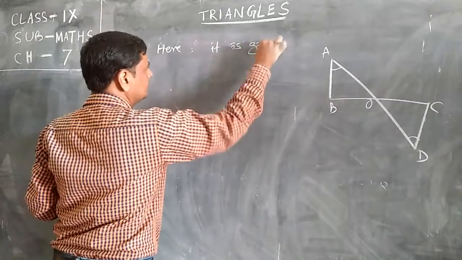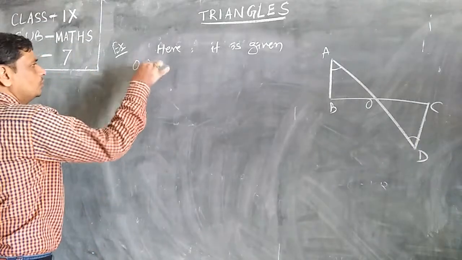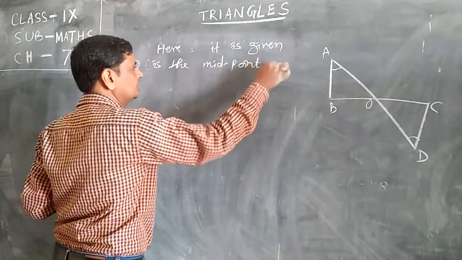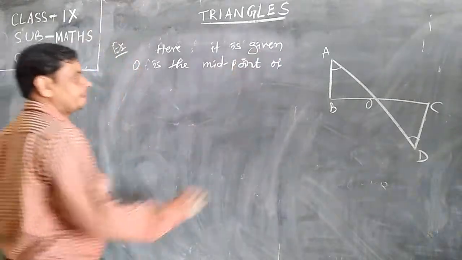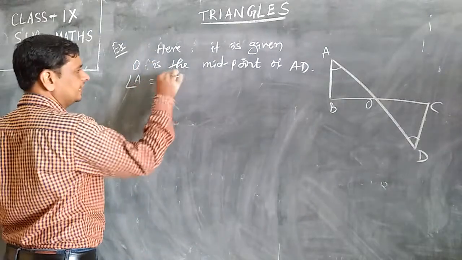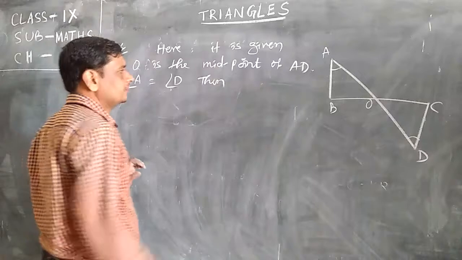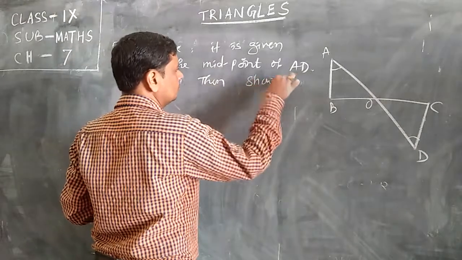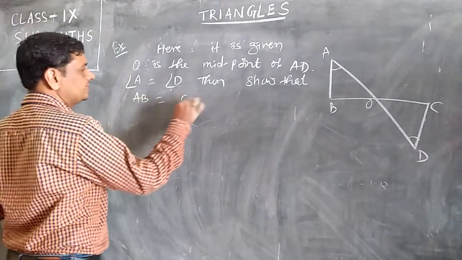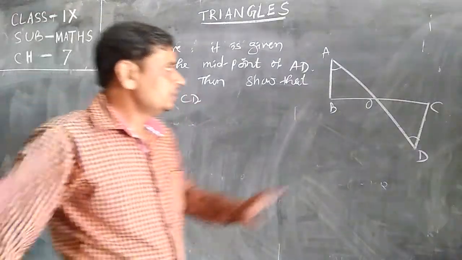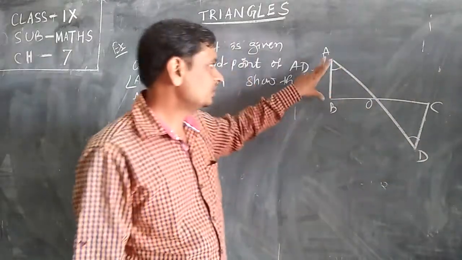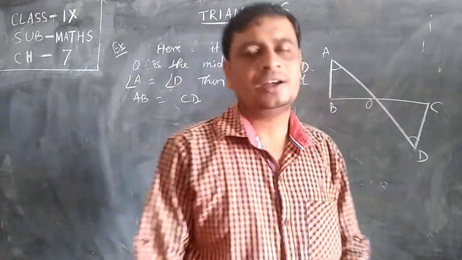It is given O is the midpoint of AD, angle A is equal with angle D, so that AB equals CD. Angle A and angle D are equal and O is the midpoint of AD. Then we have to show the side AB and side CD are equal. How to show it?